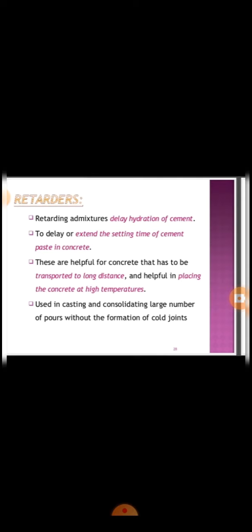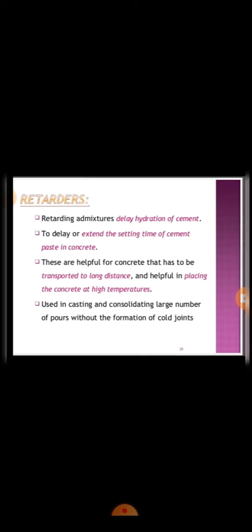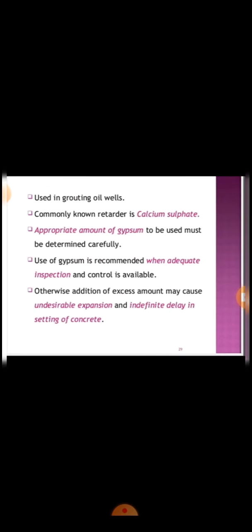So they are helpful for concrete that has to be transported to a longer distance and also in placing the concrete at high temperature. They are used in casting and consolidating large numbers of piers without the formation of cold joints. Also, they are used in grouting oil wells.